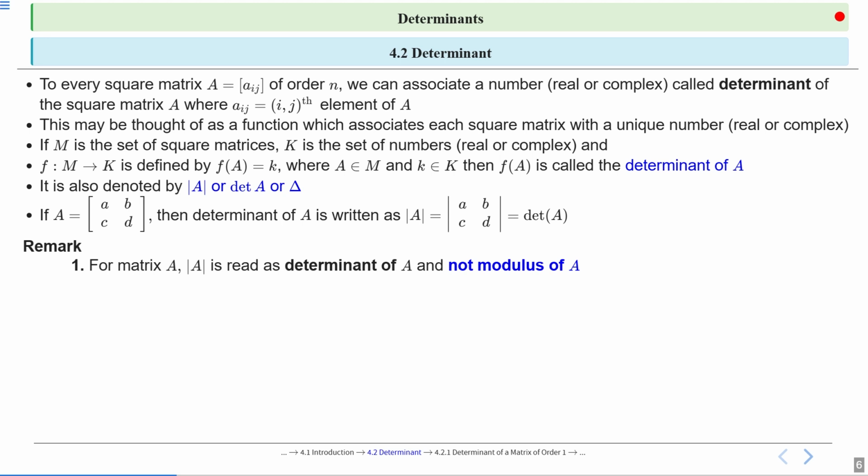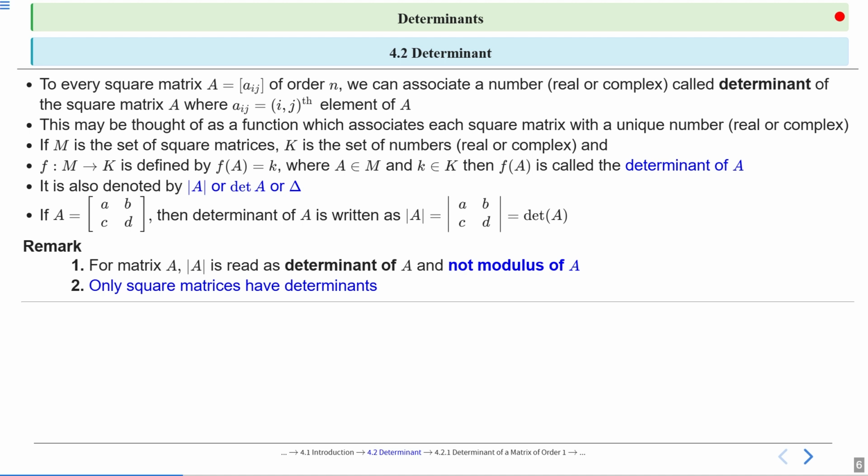For a matrix A, this representation is read as determinant of A, not modulus of A. Okay, the modulus sign is also the same as determinant. So if A is a matrix, then it is read as determinant of A rather than modulus of A.